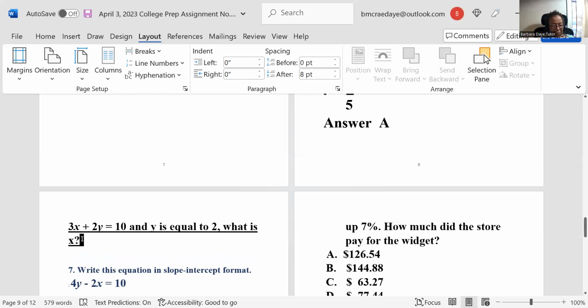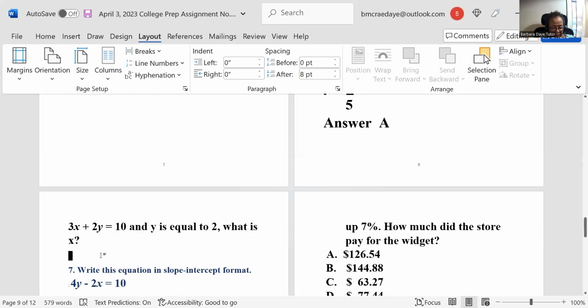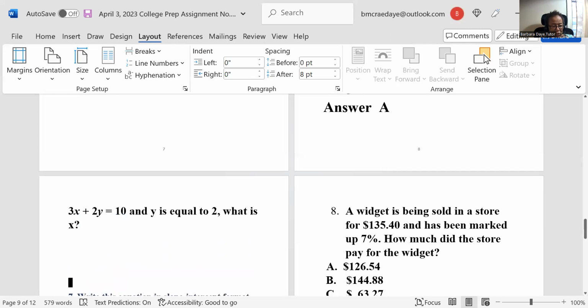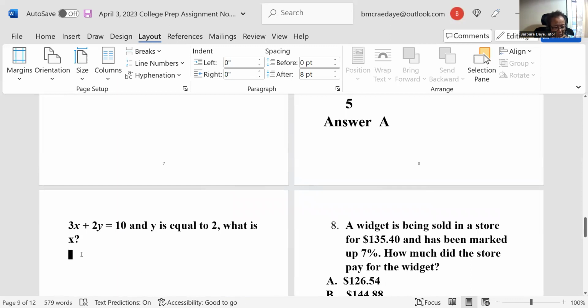Okay, so I'm giving you a different problem here. I want you to substitute and solve. 3x plus 2y is 10. y is equal to 2. What is x? Give you a few minutes to solve it. Let me copy that. 3x plus 2y equals 10. Where you see the y, you want to put a 2. So 2y is 2 times 2.